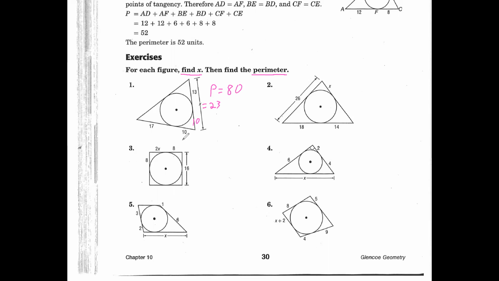Now, if you wanted to, you could go around and find all the missing pieces. So that was 10. This was 17. So this is 17. This is 13. So this is 13. And again, if you added all those up, you get the same perimeter of 80.